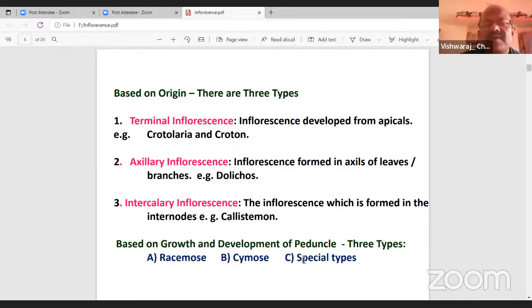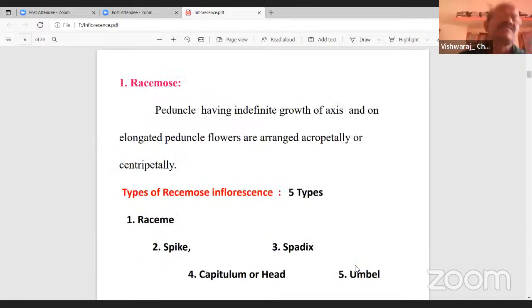Based on growth and development of peduncle, there are three types: racemose, cymose, and special type of inflorescence. We will see first racemose type of inflorescence. After racemose, then you can see cymose and special type of inflorescence. First type is a racemose inflorescence.